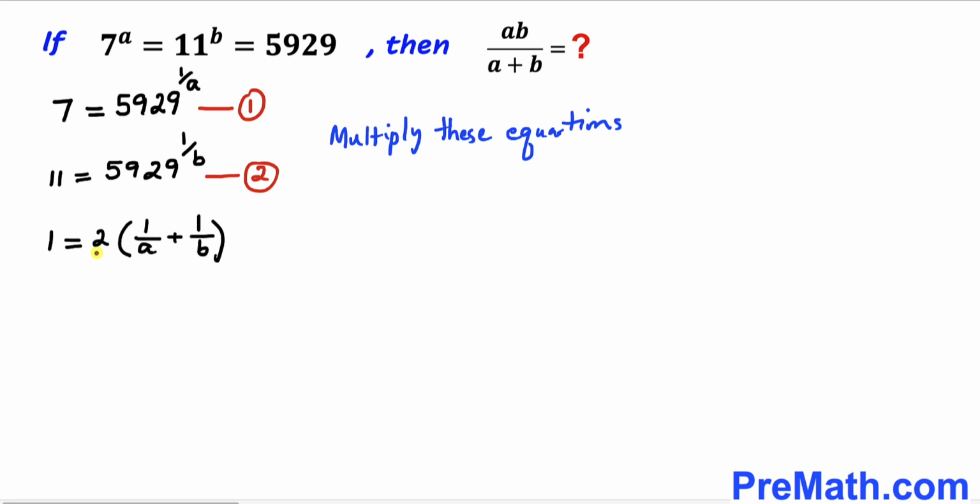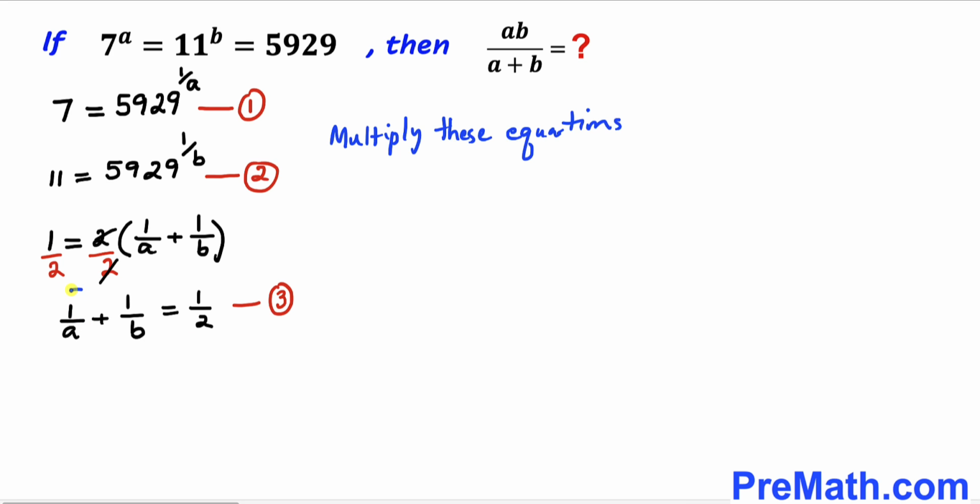And here's our next step. I am going to divide both sides by 2. And here we can see this 2 and 2 is gone. So therefore we can write 1 divided by a plus 1 divided by b equals 1 divided by 2. I'm going to call this one our equation number 3.